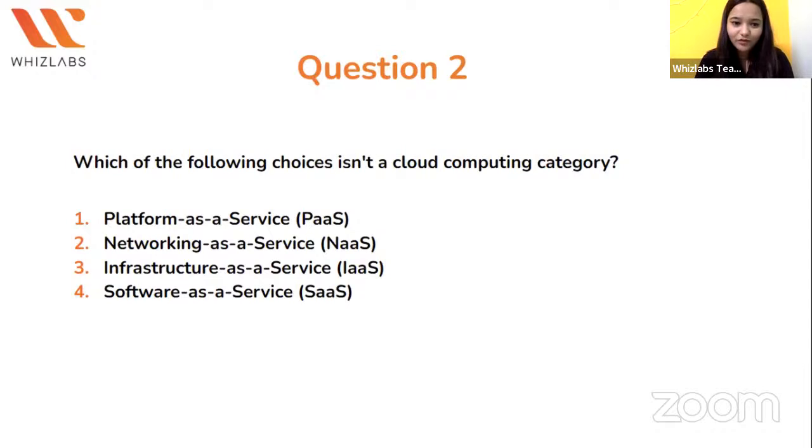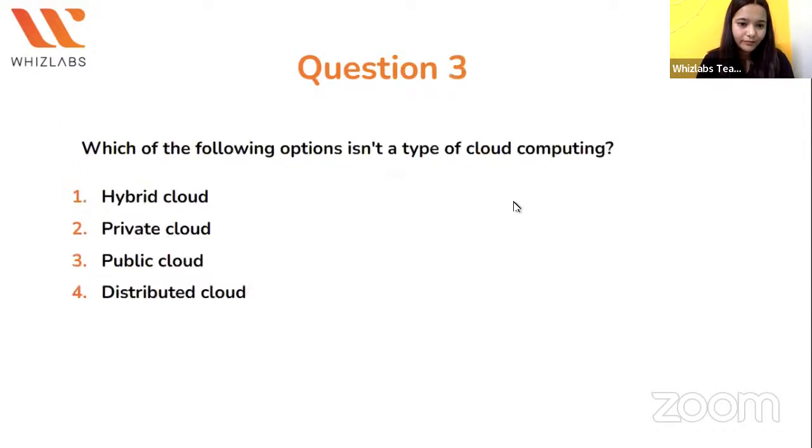Okay, Jerald, let's move to the next question. Which of the following options isn't a type of cloud computing? There are 4 options: hybrid cloud, private cloud, public cloud, or distributed cloud. Which of the following options isn't a type of cloud computing?